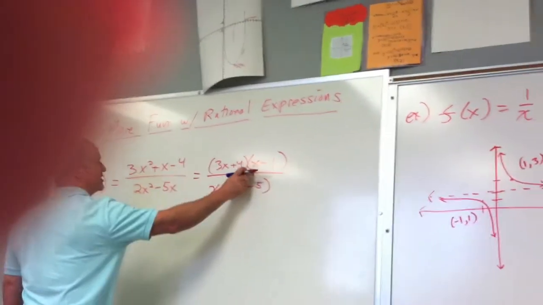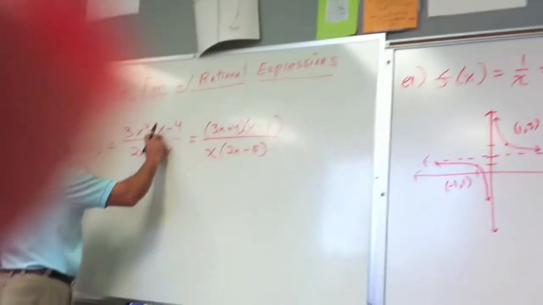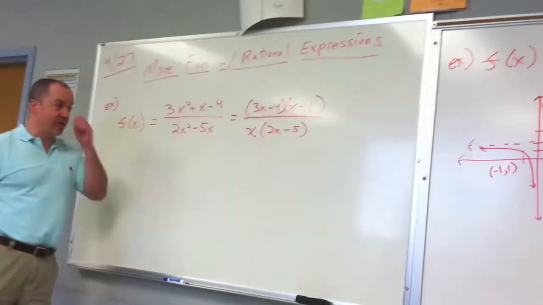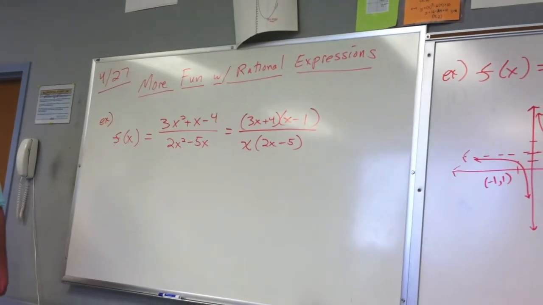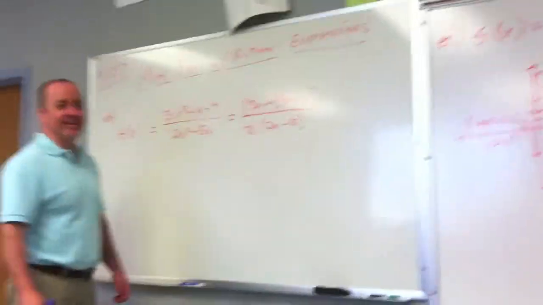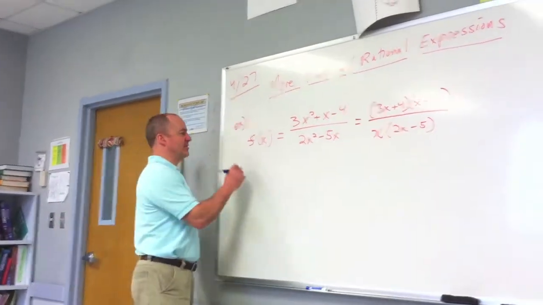That will get me the 3x squared plus a 4x minus a 3x, which will get me a plus x minus 4. I think he's correct. Okay, good. Now we can start answering questions about it.